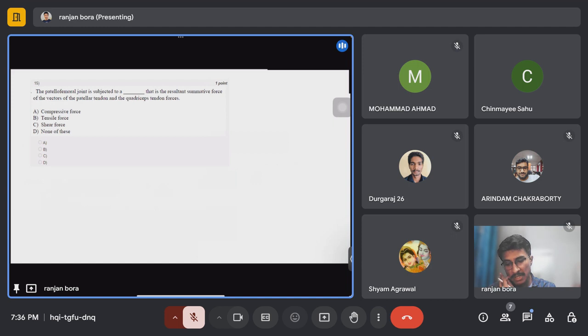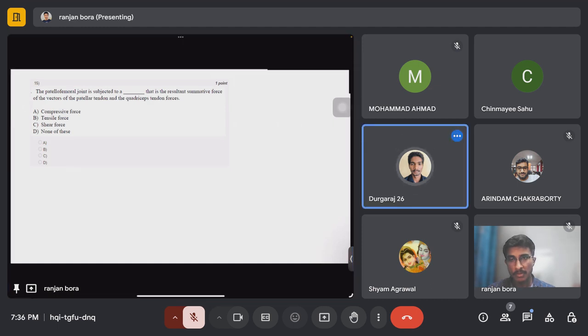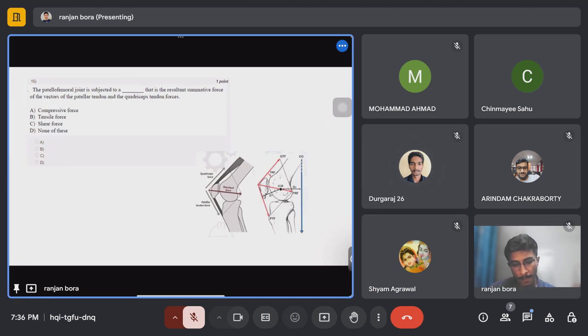The patellofemoral joint is subjected to a dash, that is the resultant summative force of the vectors of the patellar tendon and the quadriceps tendon forces. What is the answer? Yeah. So you can see, yes, A is correct. These are the quadriceps force and this is the patellar tendon force. The resultant of this force acts towards this direction, and this is a compressive force for the patella. So A is the right answer.